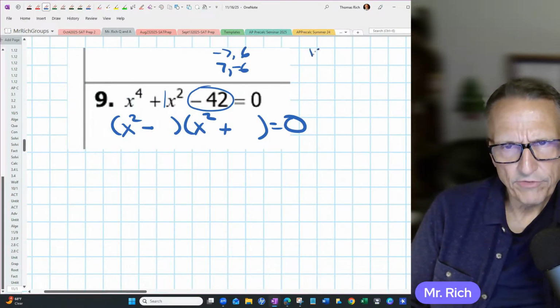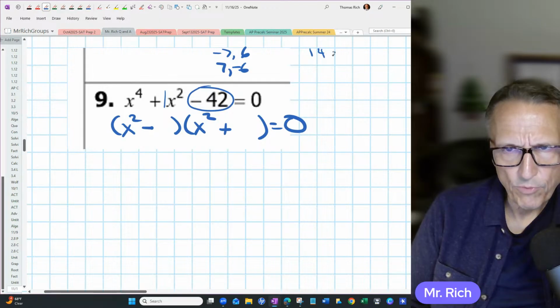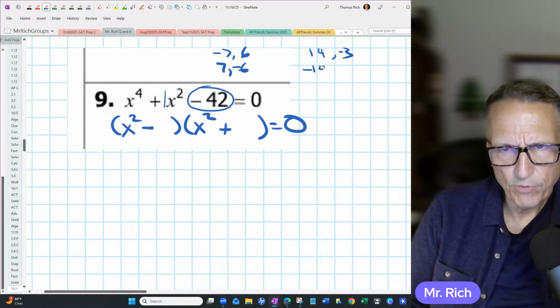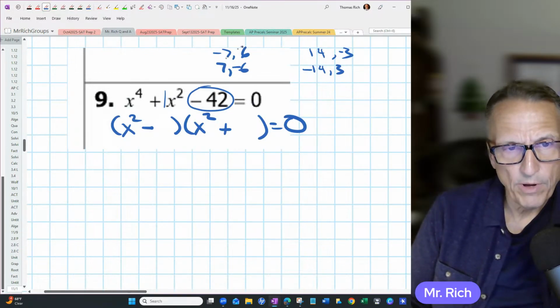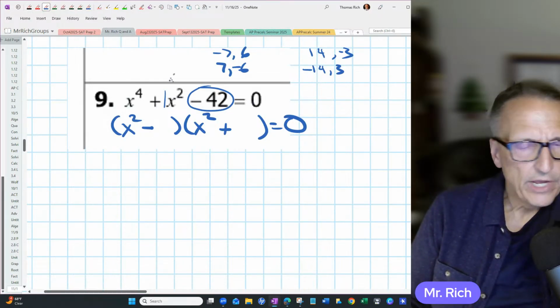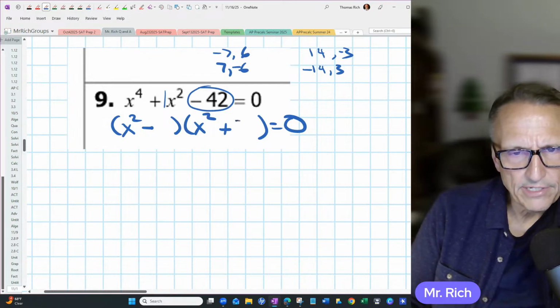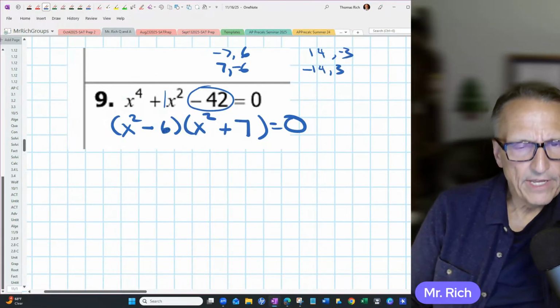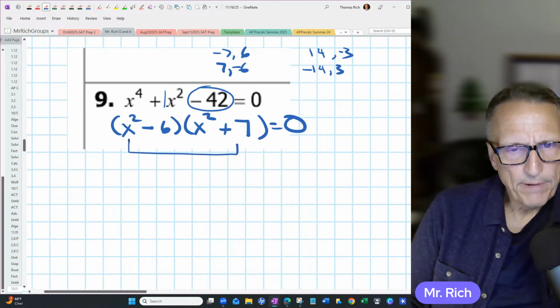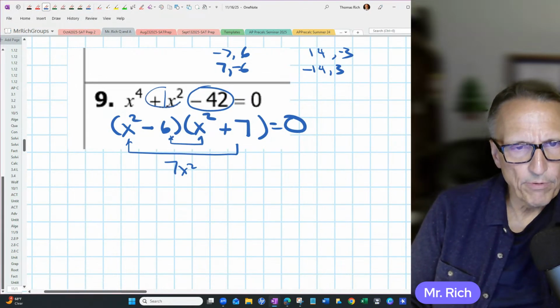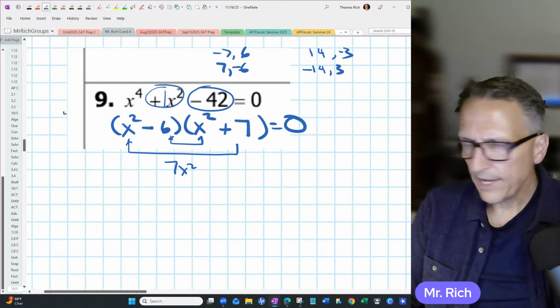Okay, you could do 14 and 3 as well, 14 and negative 3 or negative 14 and positive 3. Those two numbers will give you negative 42. But these are the ones I want because they need to be 1 apart. And since I'm looking for a positive 1, I want the 7 to be positive and the 6 to be negative. So that when I do the FOILing on this, my outer product will be a positive 7x squared, and my inner product is a negative 6x squared, and those combine to give me the proper middle term of 1x squared.